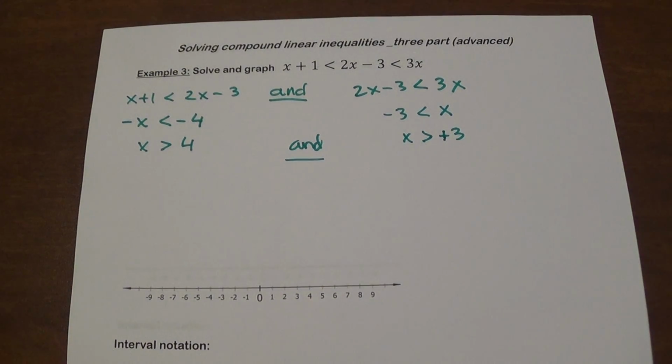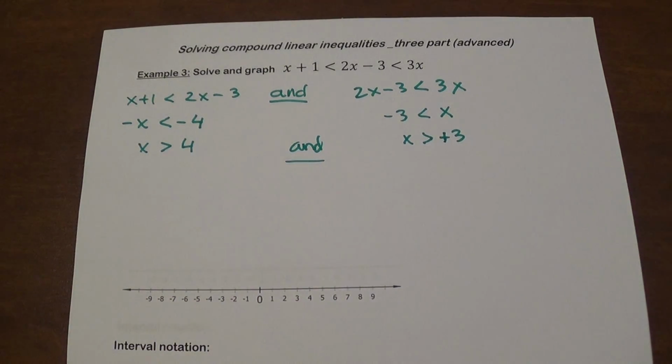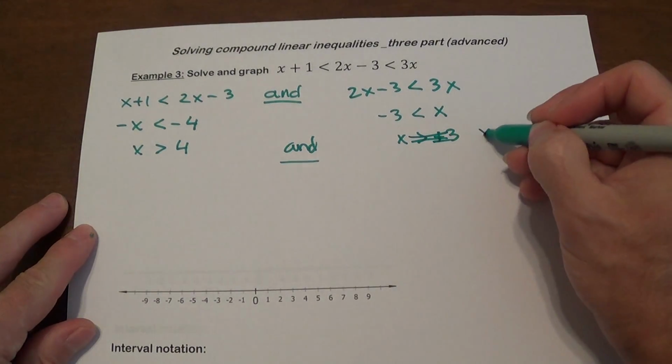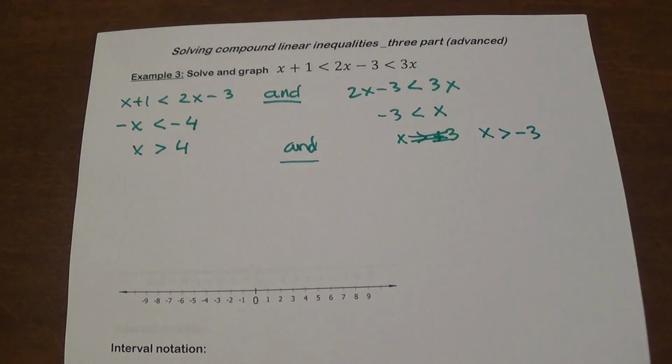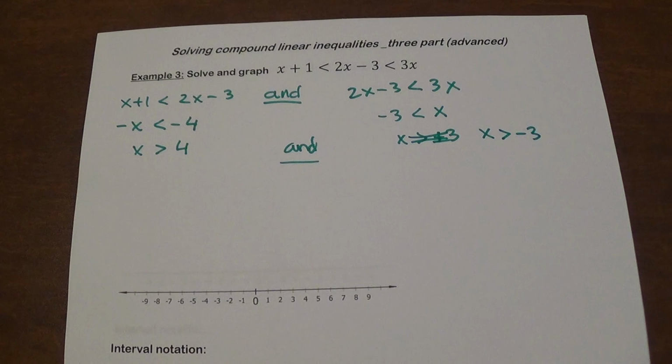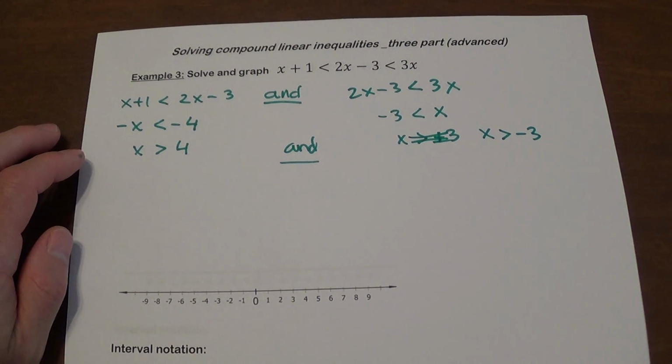Okay? No, that was actually correct. Ignore that. My apologies. It is correct, x is greater than negative 3. So they're going in the same direction. So x is greater than 4 and x is greater than negative 3.